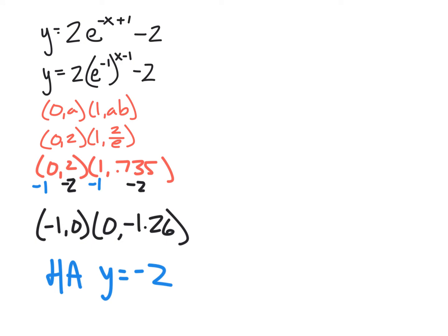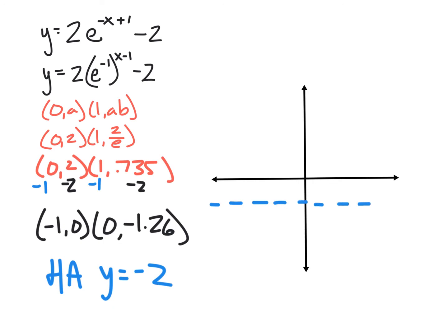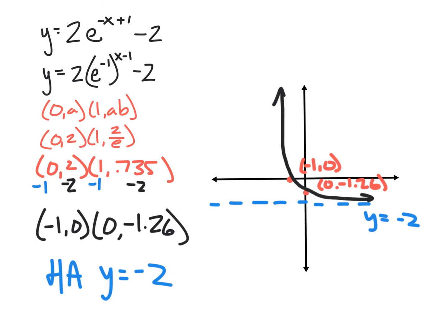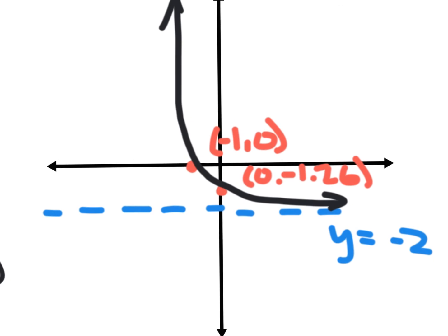So let's graph it. I'm going to plot a horizontal asymptote. I'm going to call this y equals negative 2. And then I'm going to plot the points (-1, 0) and (0, -1.26). Draw the curve that falls through them because it's decay. And there we have it. This is our graph right here.